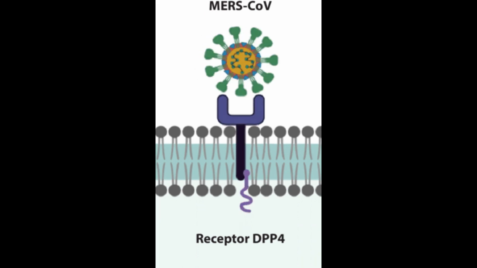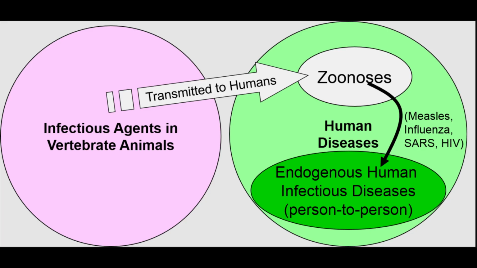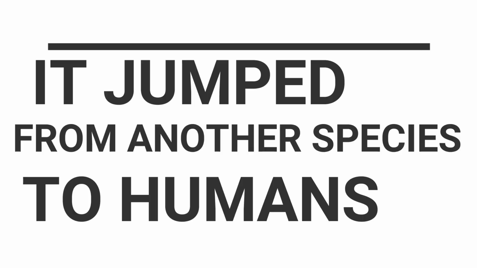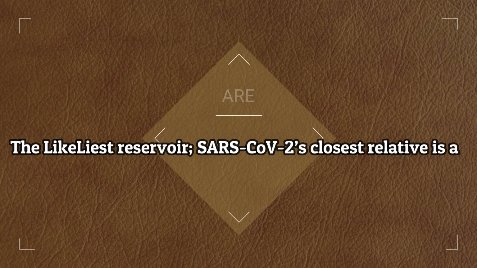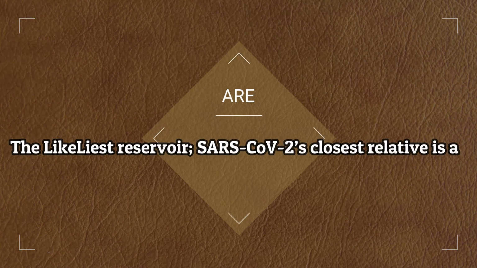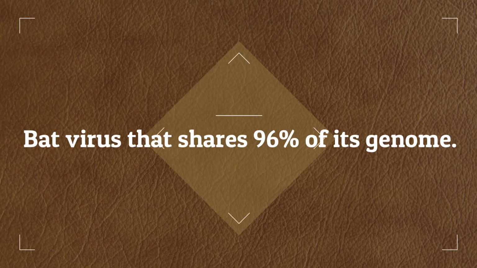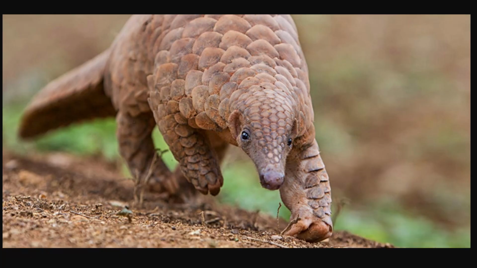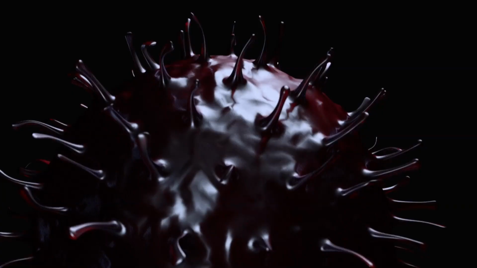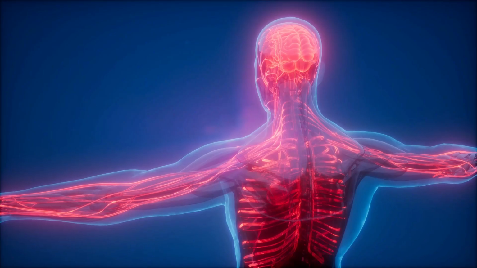COVID-19, like SARS, MERS, AIDS and Ebola, is a zoonotic disease. It jumped from another species to human hosts. This probably happened in late 2019. Scientists believe bats are the likeliest reservoir. SARS-CoV-2's closest relative is a bat virus that shares 96% of its genome. It might have jumped from bats to pangolins, an endangered species sometimes eaten as a delicacy, and then infected humans.